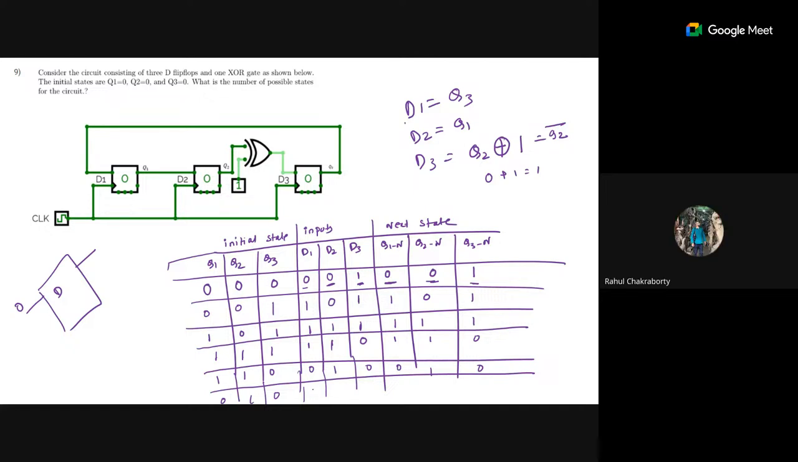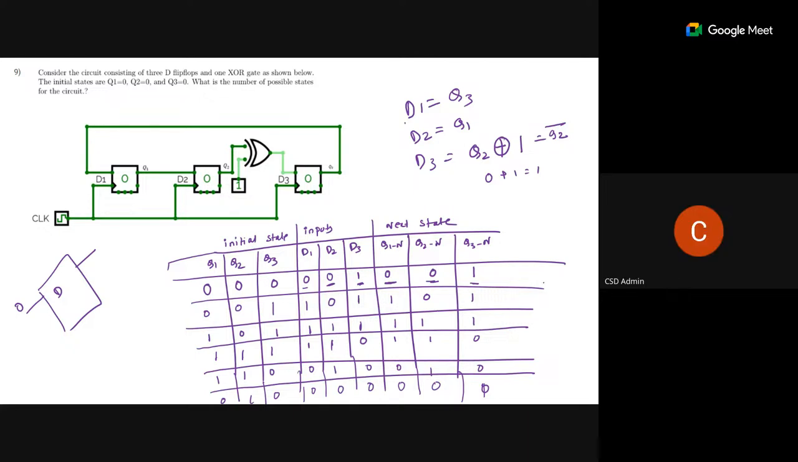D1 is Q3, 0. Q2 bar, 0. So it will be? Oh, no, wait. Okay, 000, not 001. It's a copy. And it will go to the next line with 000 and it will repeat.